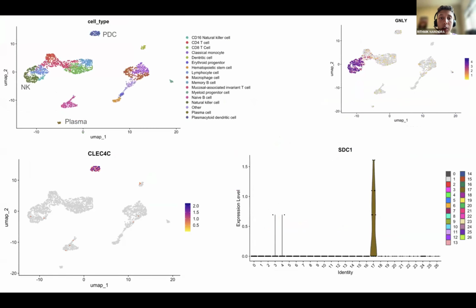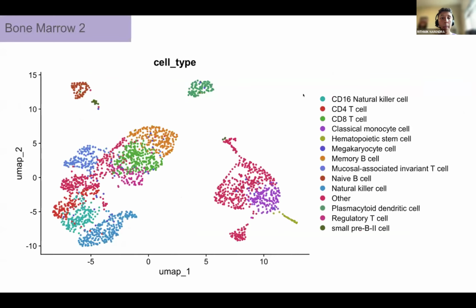Diving more into that clustering for bone marrow 1, this is looking at those 3 genes I previously showed and where they show up. You can see, for example, that CLEC4C is related to the PDC cell. It's a marker, and you can see that it's highly expressed in that cluster. The same goes for the plasma cell and SDC1. This is just a violin plot instead of this expression dimension plot. And then you have the natural killer cluster over here, which matches with one of its marker genes.